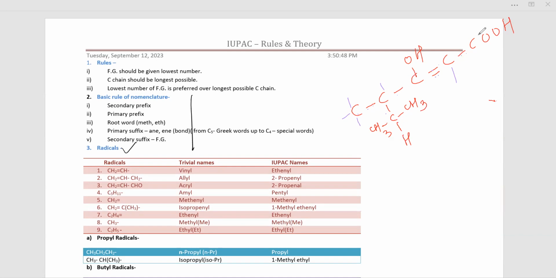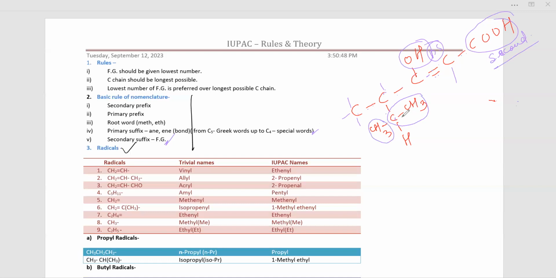First of all, these are functional groups. This is the secondary suffix. And this will be the primary suffix. Now see, this main carbon chain is further attached with 2 carbon atoms. And this will be there in the side chain.